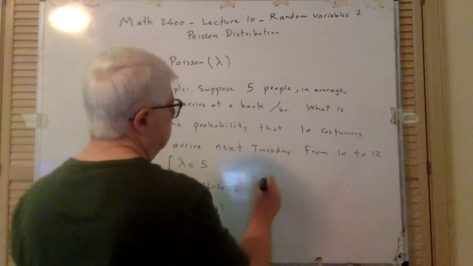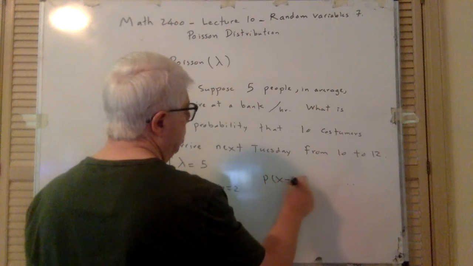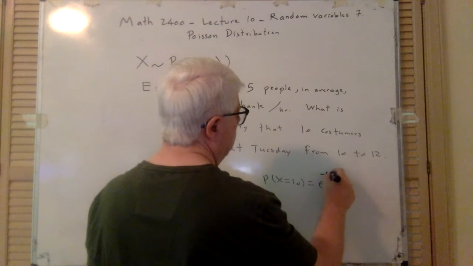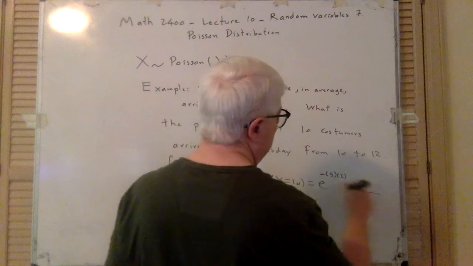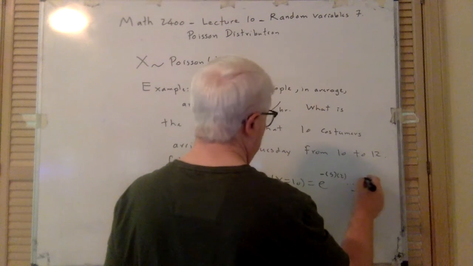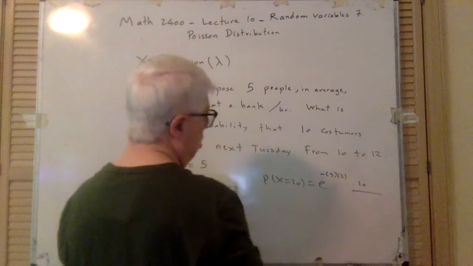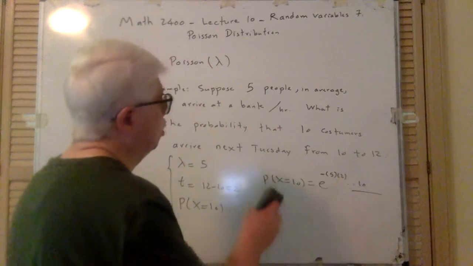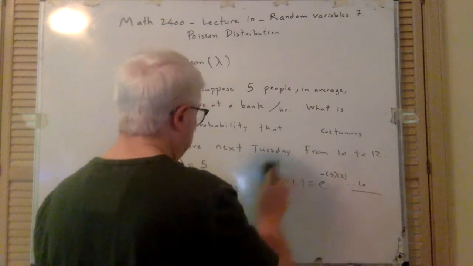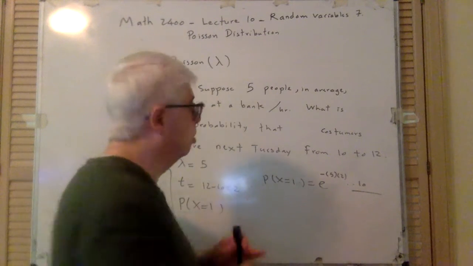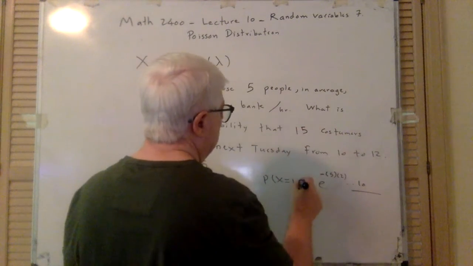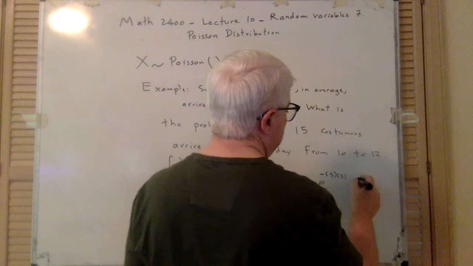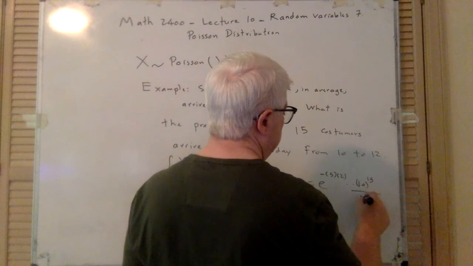Okay, so I need this. P of x equals 10 will be e to the power minus lambda t, which is minus 5 times 2, and this is 10 to the power how many? Oh, gee. Well, let's do something so they are not the same numbers. So let's say 15 customers, okay? So you don't get confused about what's going on. 15 customers. So 10 to the power 15 over 15 factorial.